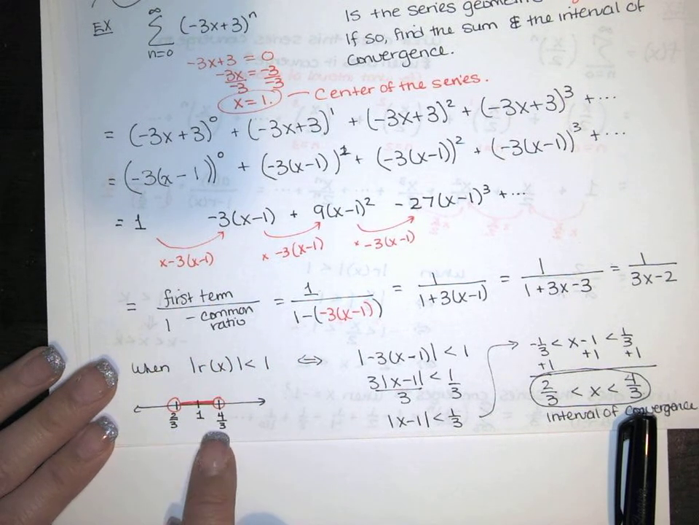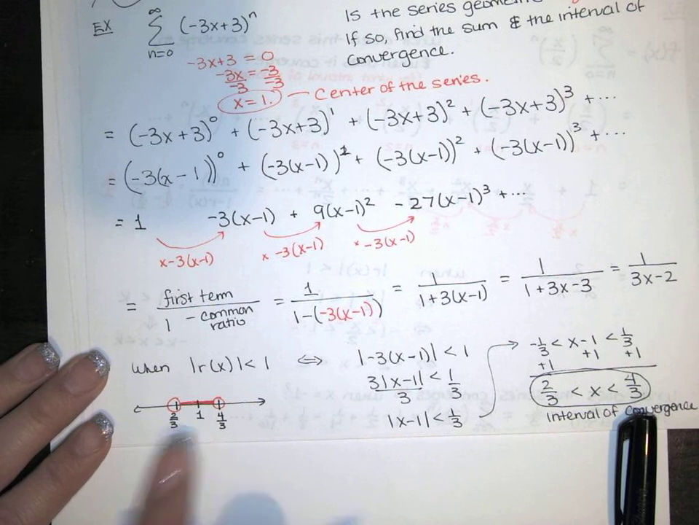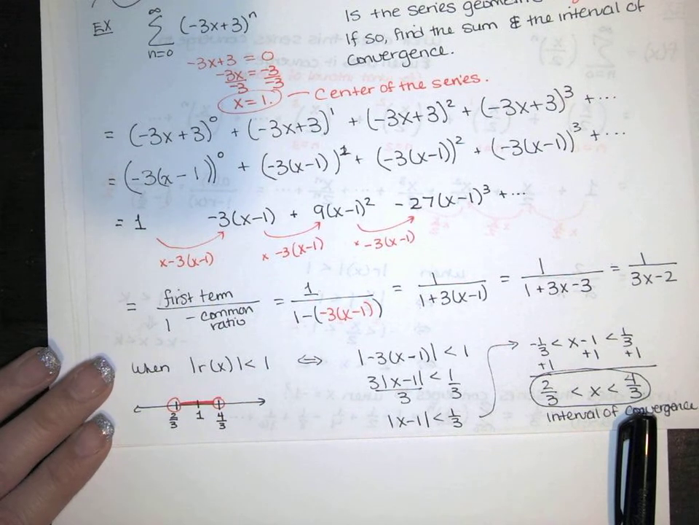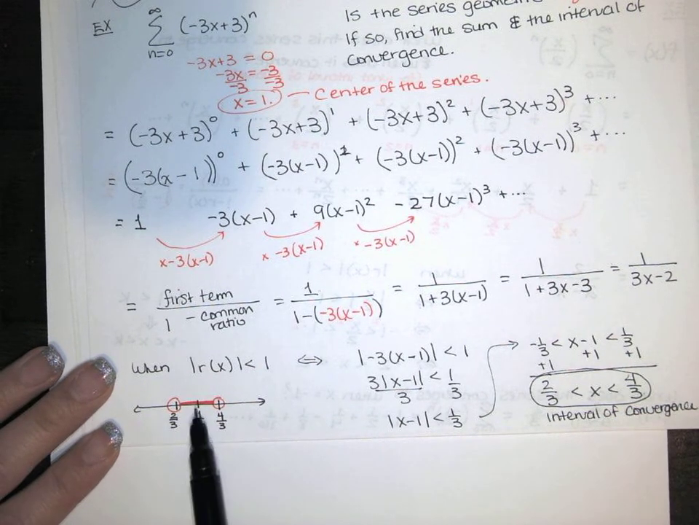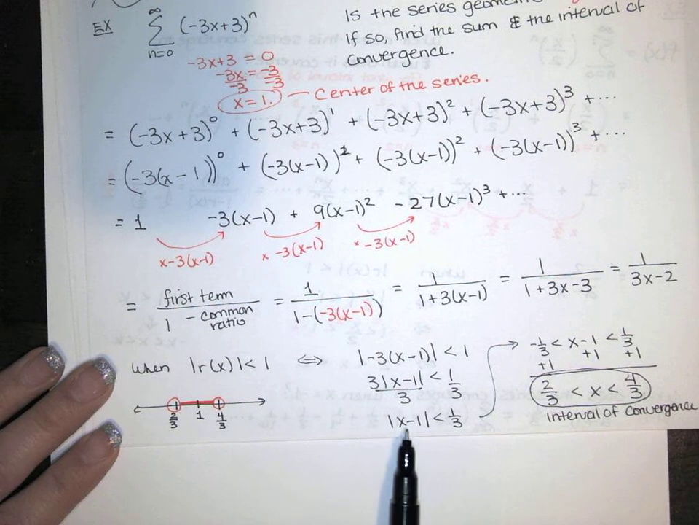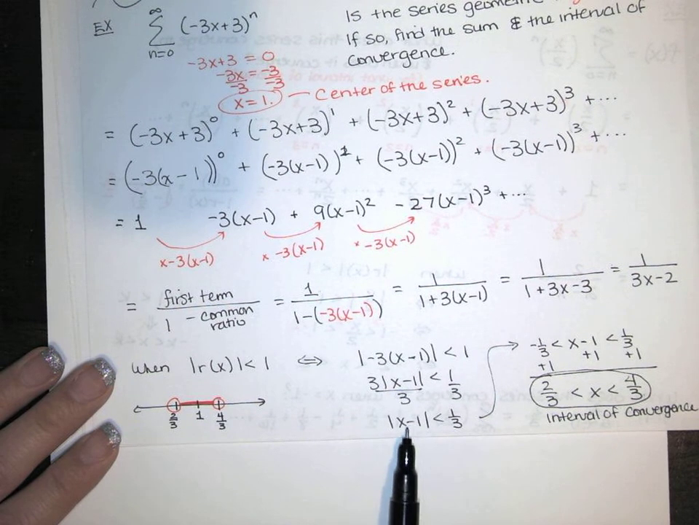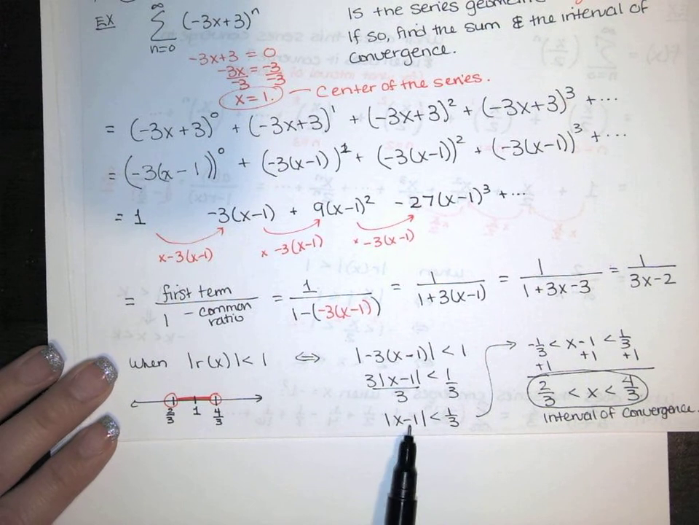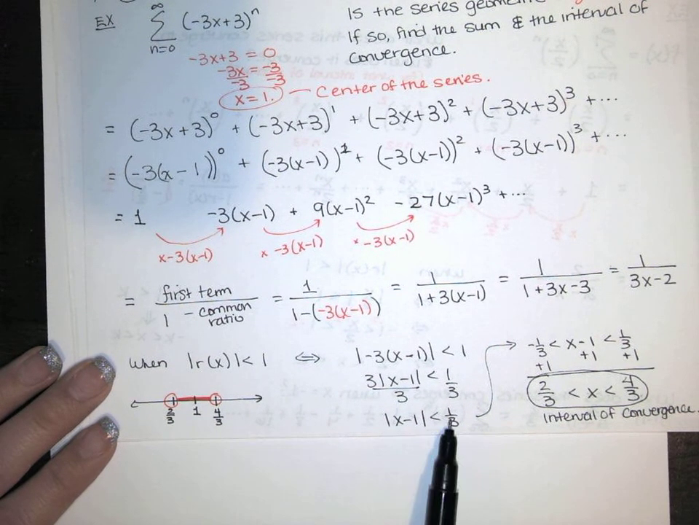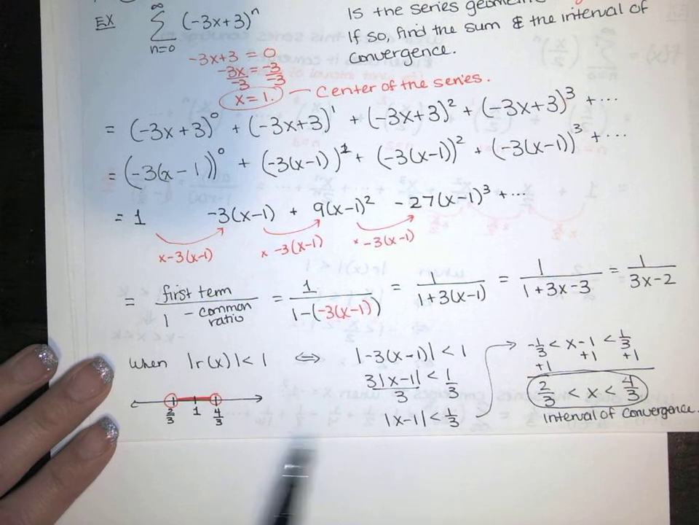Halfway in between 2/3 and 4/3 is a 1. That's no coincidence. 1 is the center of the series, and I also see the 1 in this absolute value. Whenever I see this absolute value of x minus a constant is less than a number, that's telling me that this interval is centered at this number, so it's centered at 1, and then we're going to add and subtract this number from here.